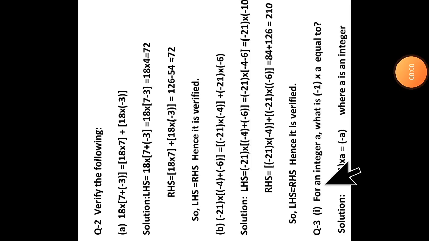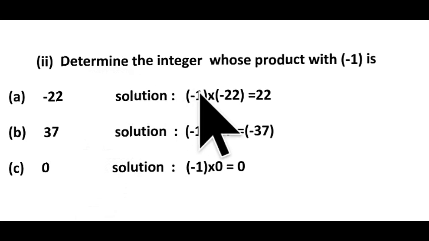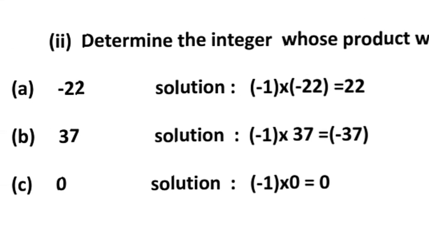Let us see question number 3. For an integer a, what is minus 1 into a equal to? So let us see the solution. Minus 1 into a equal to minus a, because minus plus equal to minus, where a is an integer. Let us see question number 2nd. Determine the integer whose product with minus 1 is. So we have to multiply the number with minus 1.